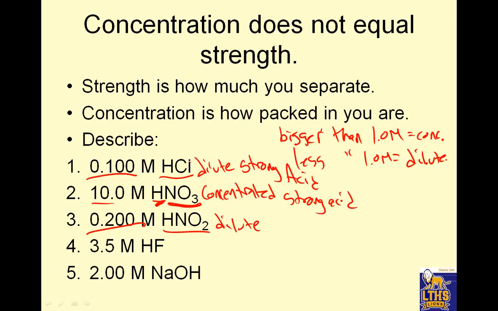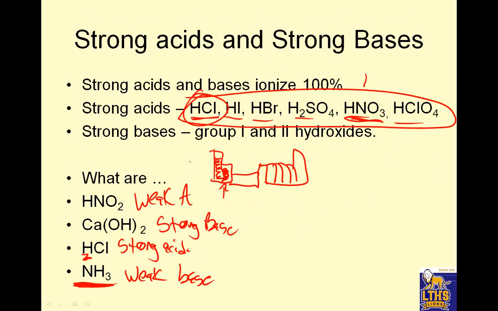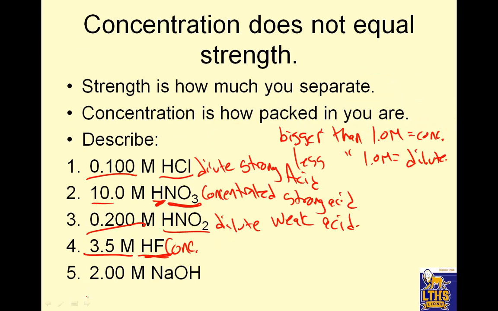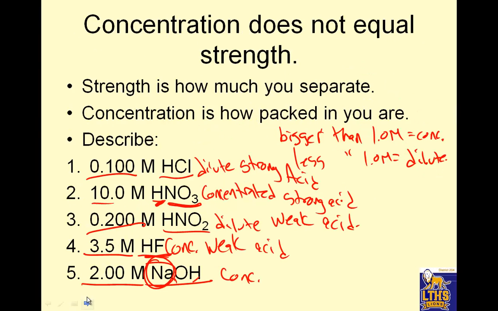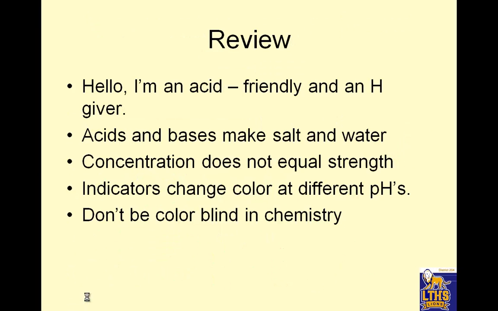HNO2, that's not one of the strong ones, so it must be a weak acid. 315, that's a big molarity, so it's concentrated. HF is weak. This is a base, it ends in OH, and it's concentrated. Is it strong? Sodium is in group 1 of the periodic table, so it's a concentrated, strong base.